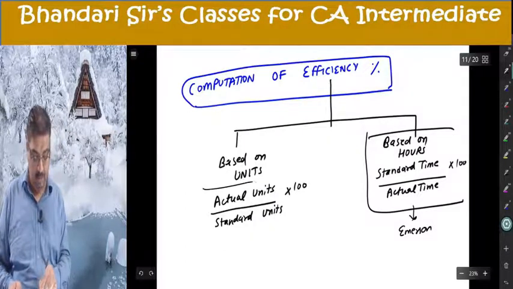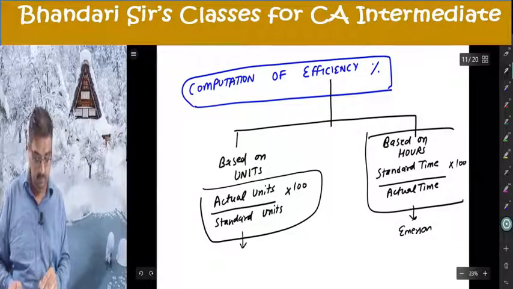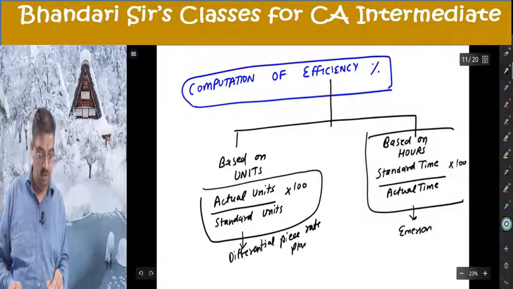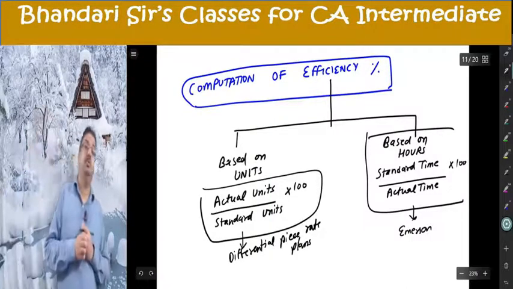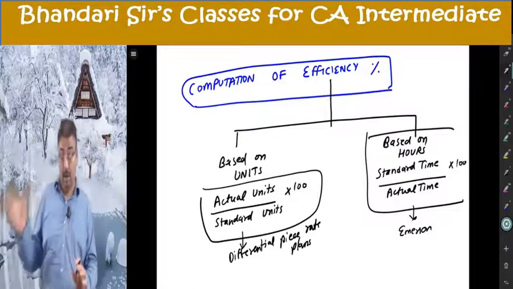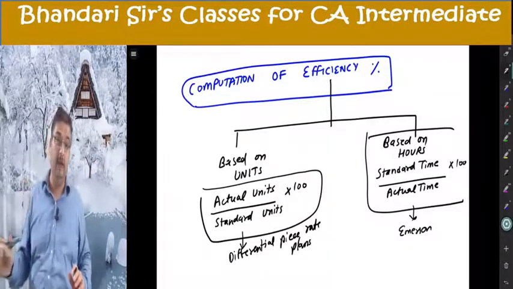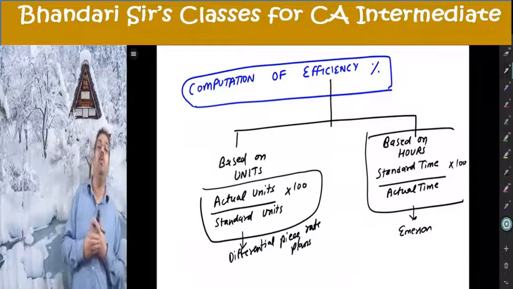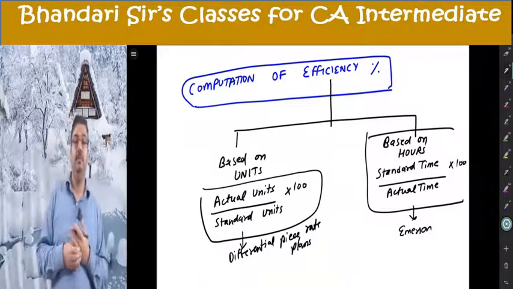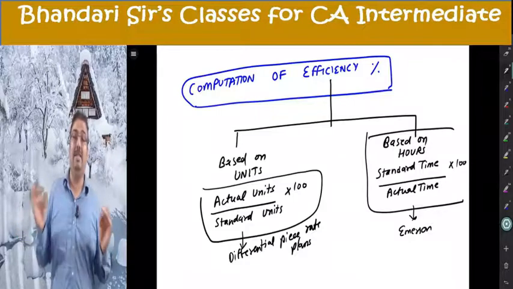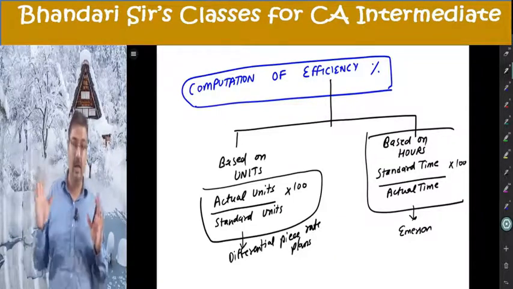And this is more applicable for differential piece rate plants, because they are dependent on units produced. So remember, at different levels, different efficiency percentage formulas can be applied. These are two acceptable formulas in the examination. These are all concepts of remuneration and incentives.